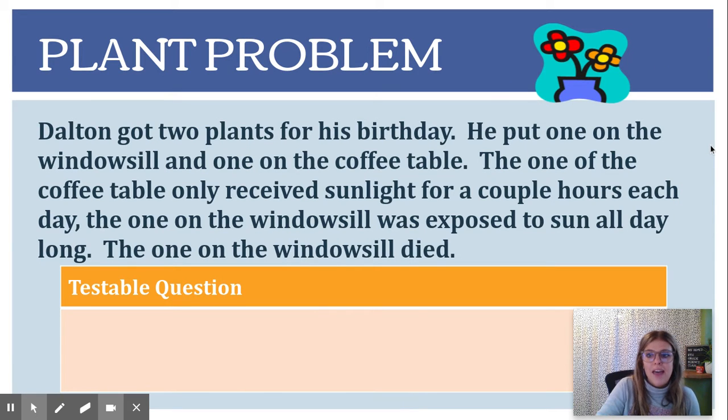Now let's look at this plant problem. Dalton got 2 plants for his birthday. He put one on the windowsill and one on the coffee table. The one on the coffee table only received sunlight for a couple hours a day. The one on the windowsill was exposed to sun all day long. The one on the windowsill died, which is wild. Dalton's probably like, what? Plants need sun. Some plants don't need that much sun. So he might say, how does the amount of sunlight affect the growth of a plant, right?